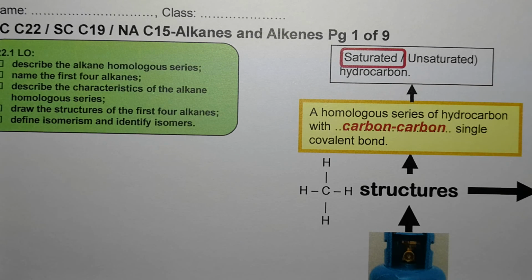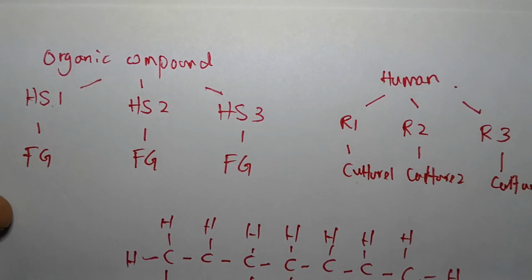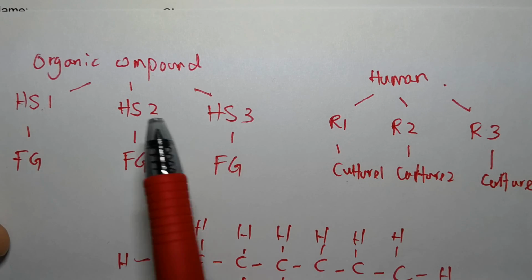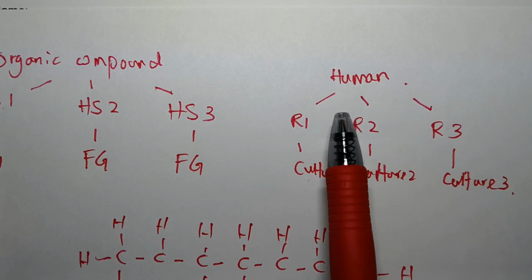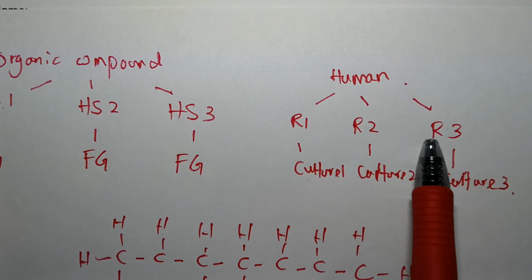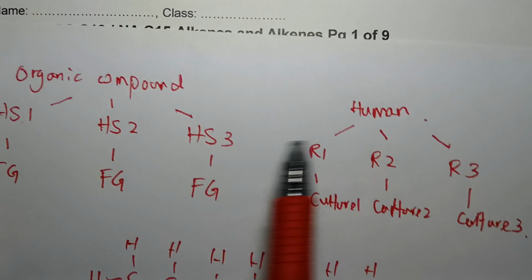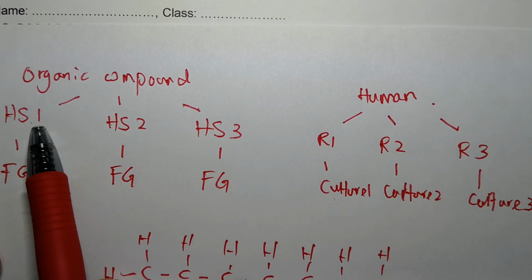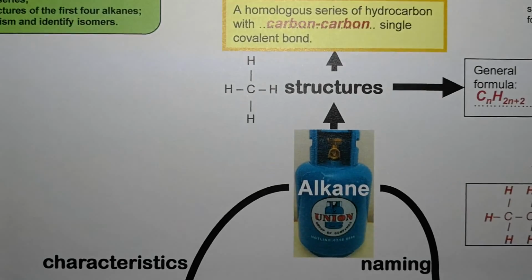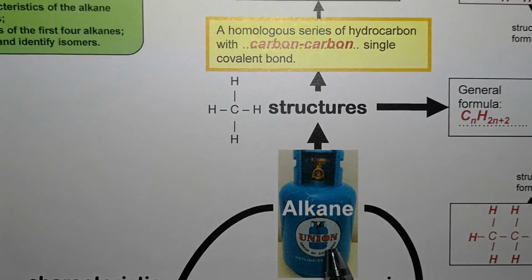From the previous lesson, we looked at what a homologous series is. A homologous series is basically a family of organic compounds. It's just like human beings, you have different families of humans, the races or the ethnic groups. The first homologous series, the first family of organic compounds that we look at now is called alkane. So what is alkane?